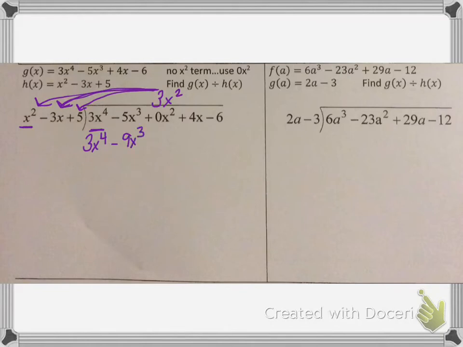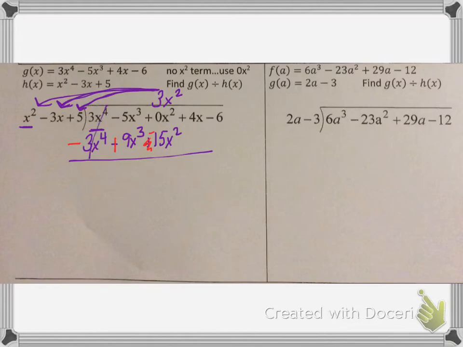If I'm ever wondering what the exponent is, look at the column. If you have everything lined up, it should tell you what your exponent should be. And then finally, 3x squared times 5 would be 15x squared. What do I do next? Most important step, change the signs. This will become a negative, this will become a positive, and this positive 15x will also become a negative.